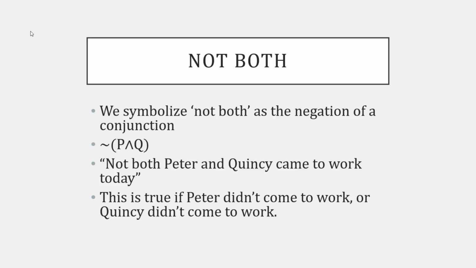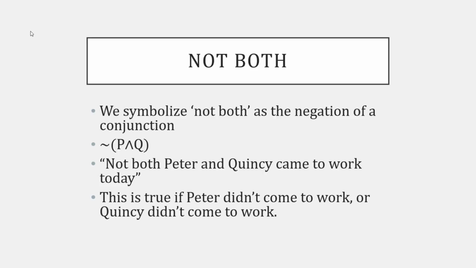Not both Peter and Quincy came to work today is true if Peter came but Quincy didn't, or Quincy came and Peter didn't, or Peter didn't and Quincy didn't. So it's not the case that both of them came. It has the implicature, you wouldn't say this sentence unless one of them came, right?